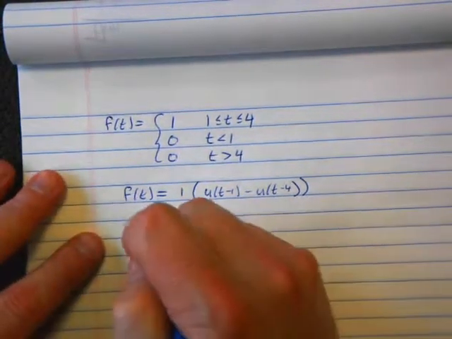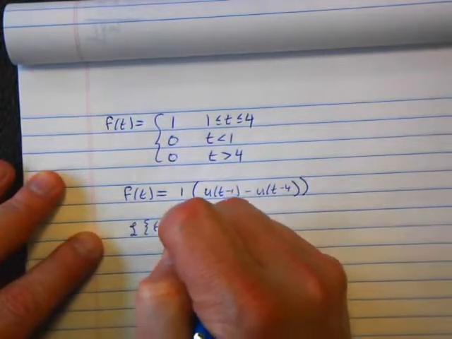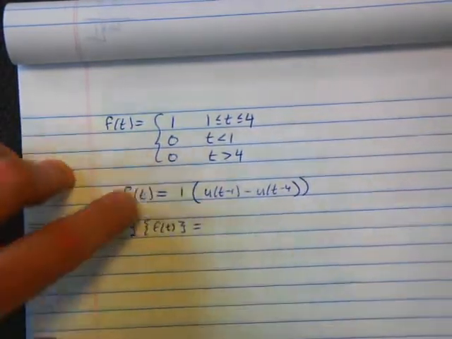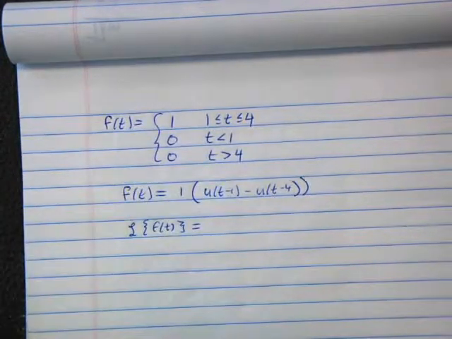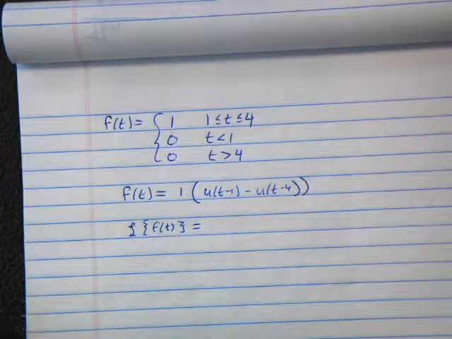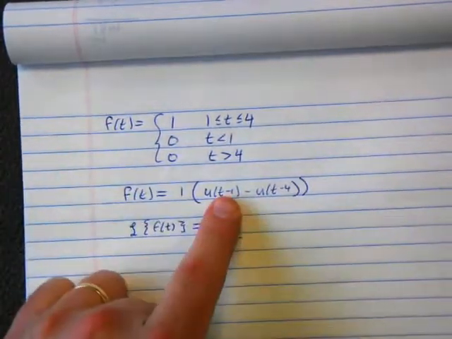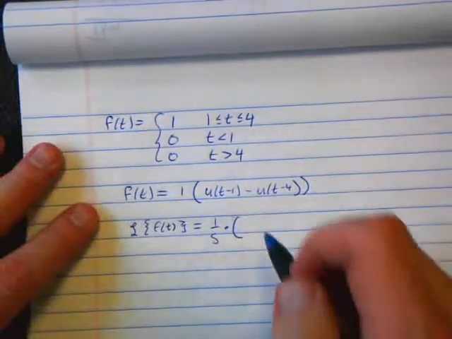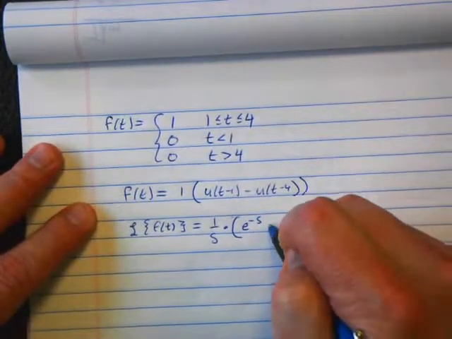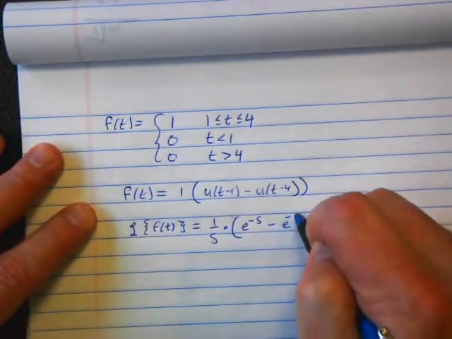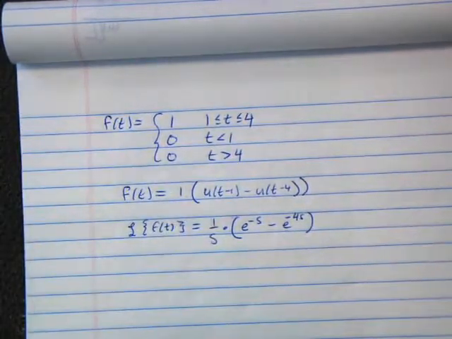So the answer is the Laplace transform of f of t is, what's the Laplace transform of 1? 1 over s. And then what do these u things do? E to the minus s minus e to the minus 4s. No, because you're subtracting, not multiplying. You can't combine those e's, unfortunately.